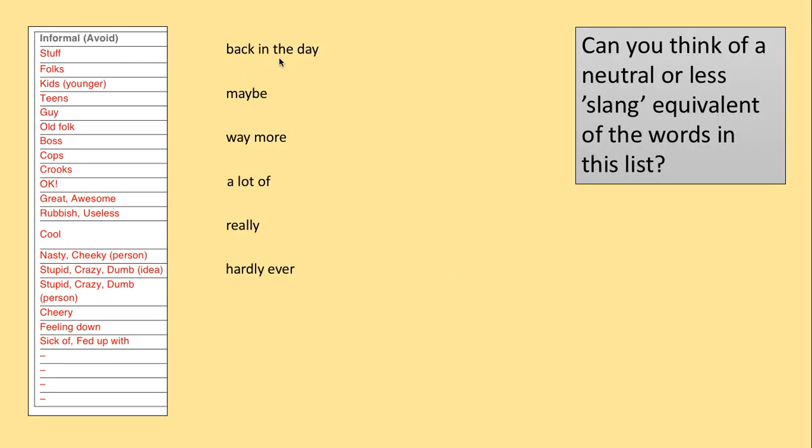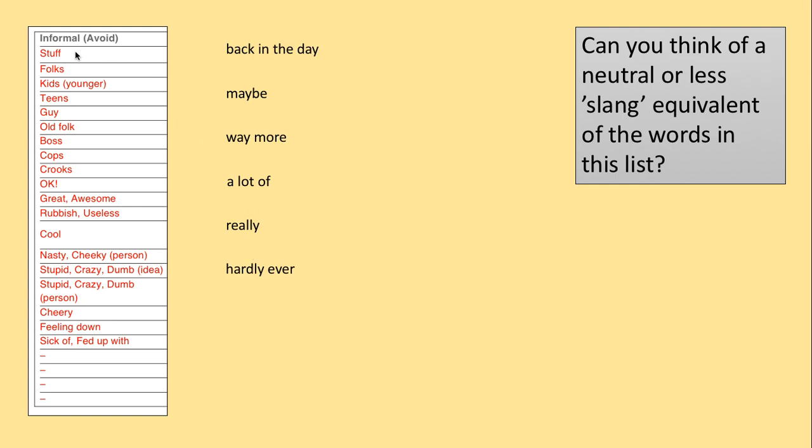What I often see in students' writing is phrases like back in the day, maybe, oh, it's way more difficult, a lot of, really, hardly ever. These are generally words and phrases to avoid. Don't use these. Instead of back in the day, you could use in the past, perhaps, much more, considerably more. A lot of could be a great deal of, much, many. Really could be very, truly. And hardly ever is probably better written as infrequently.